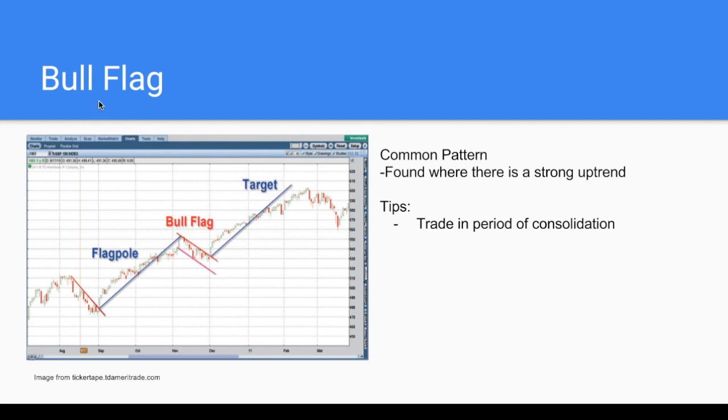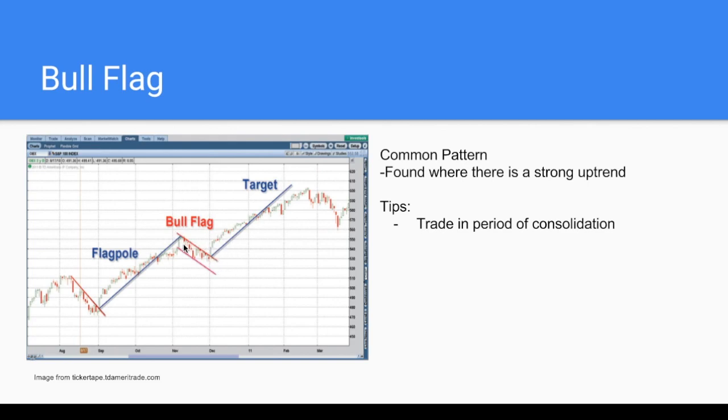Next pattern is the bull flag. This one is one of the most common patterns, I feel like the most common. It's represented by a flagpole, then the flag here, and then it shoots up. To trade this, I will buy in this flag position, this period of consolidation.